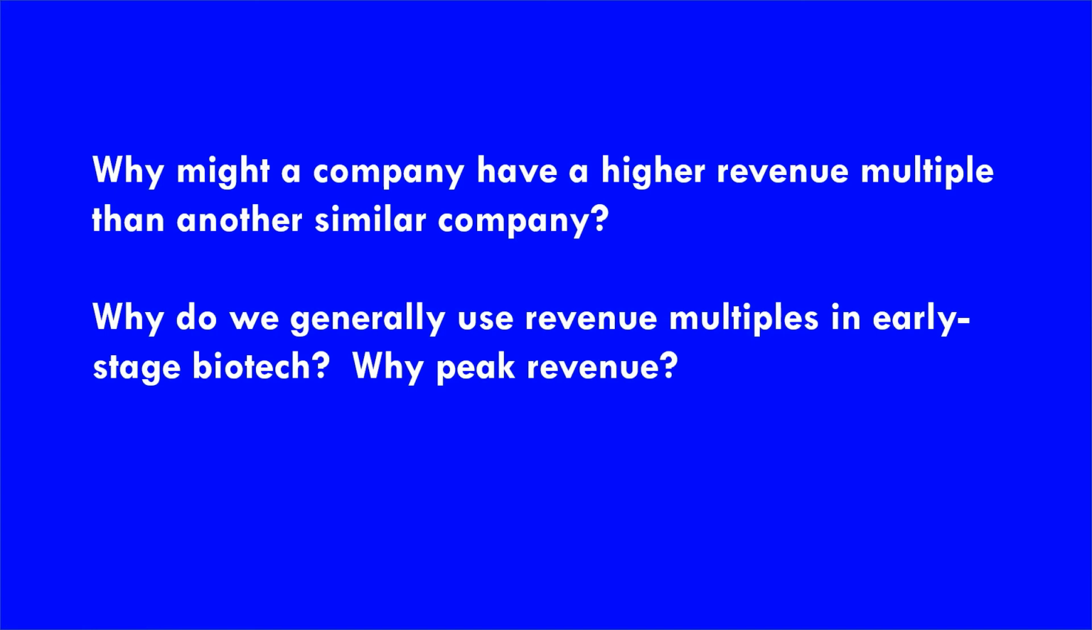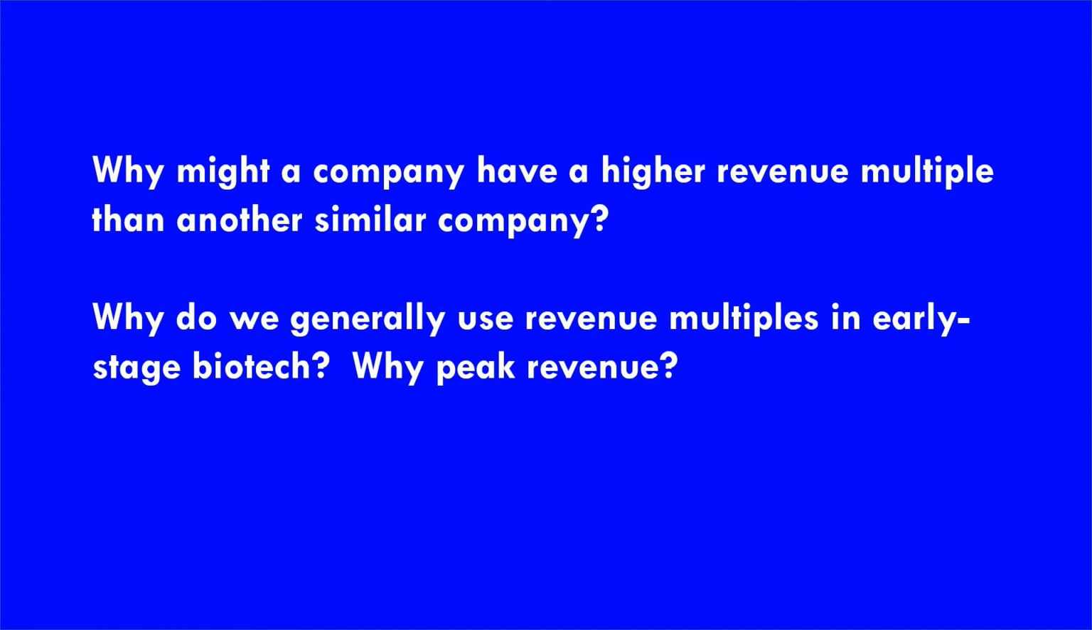So why might one company have a higher revenue multiple than another similar company? If they're both targeting the same indication and it's a somewhat similar mechanism of action, maybe a little bit different, maybe it's going after a different target, but the same patient population, why might one company have a higher revenue multiple than another company?